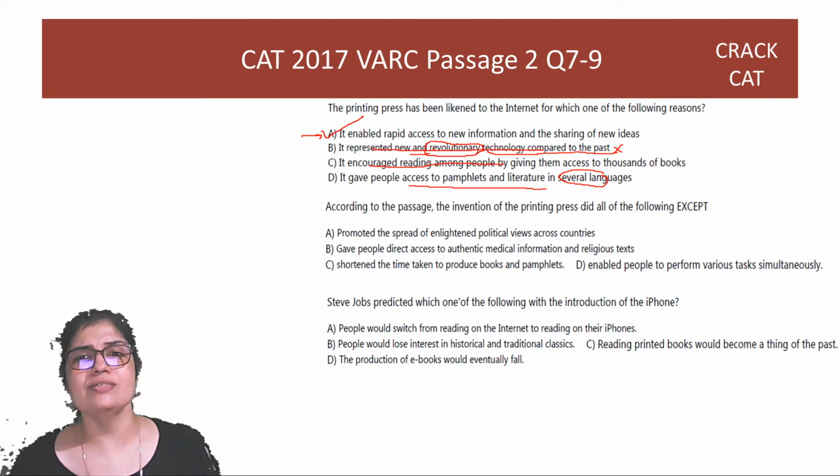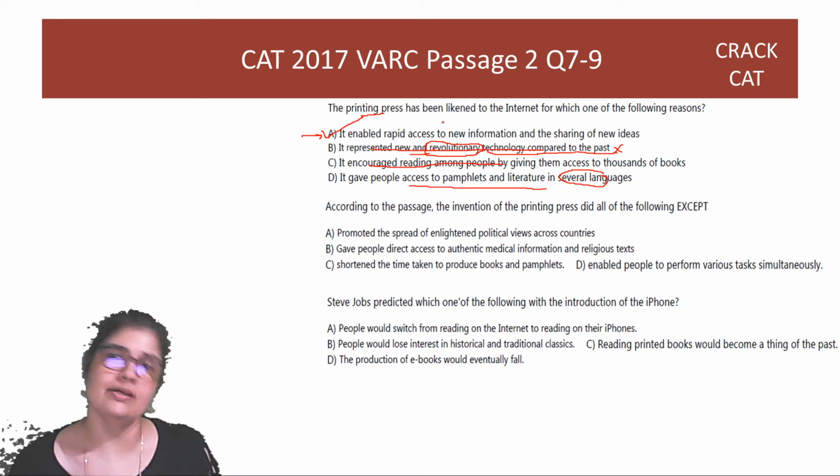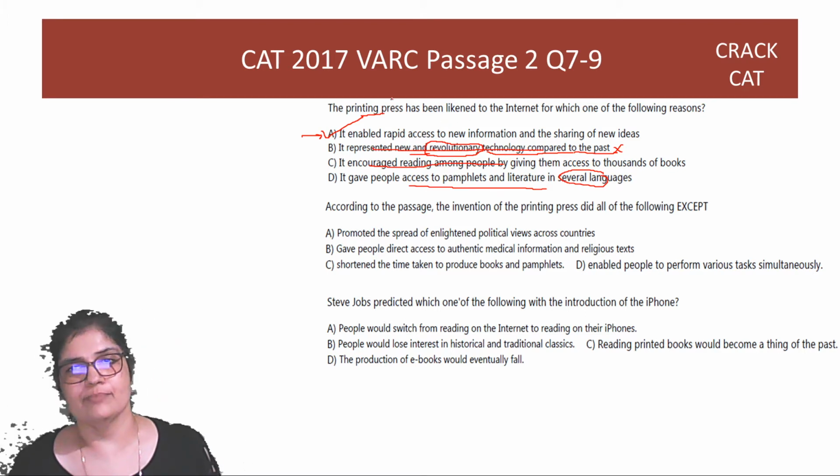And you also have to see what is the similarity between printing press and internet. This is the similarity. Encourage reading, the internet has not encouraged reading, right? So you want to look at something that is common to both the things, and this is the thing that's common to both: rapid access to new information and sharing of new ideas.